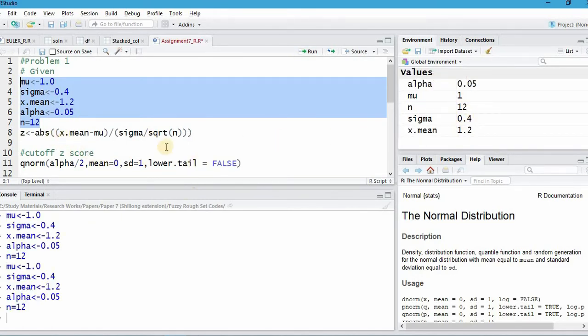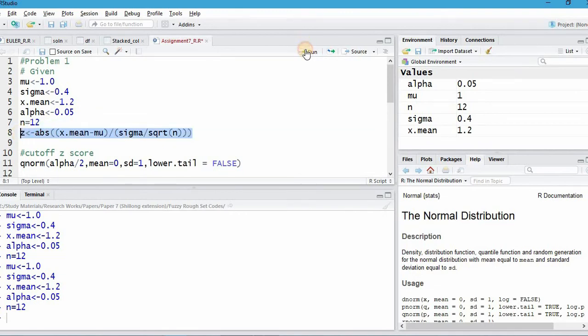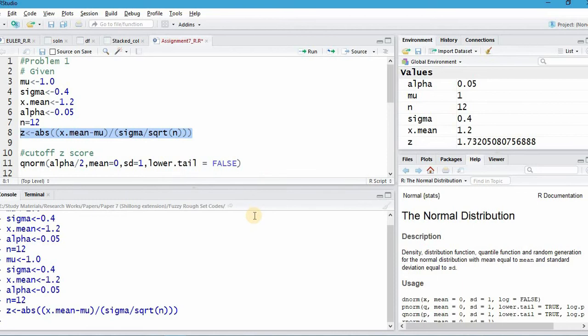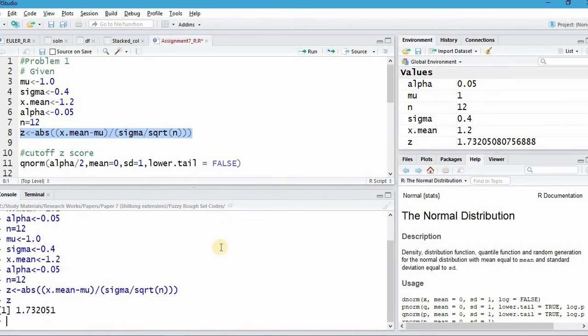Now z will be the absolute value of x mean, which is the sample mean, minus the population mean, divided by sigma, the population standard deviation, divided by the square root of n. So what is the observed z value? The observed z value that we got here is 1.732. The cutoff z score that we want to calculate now can be obtained by the qnorm function in R with the significance level alpha.